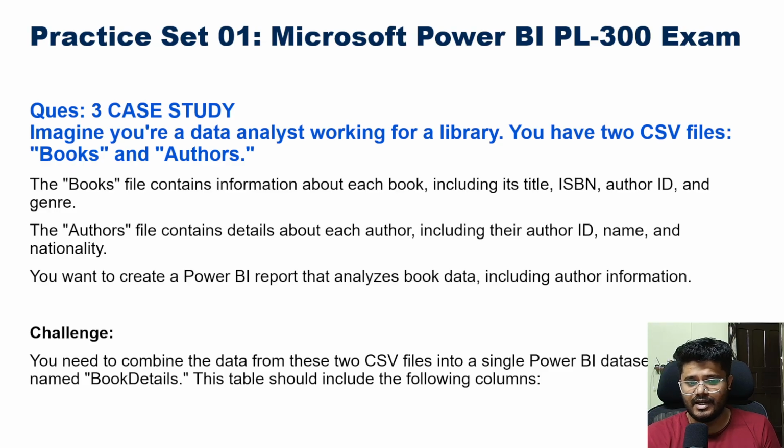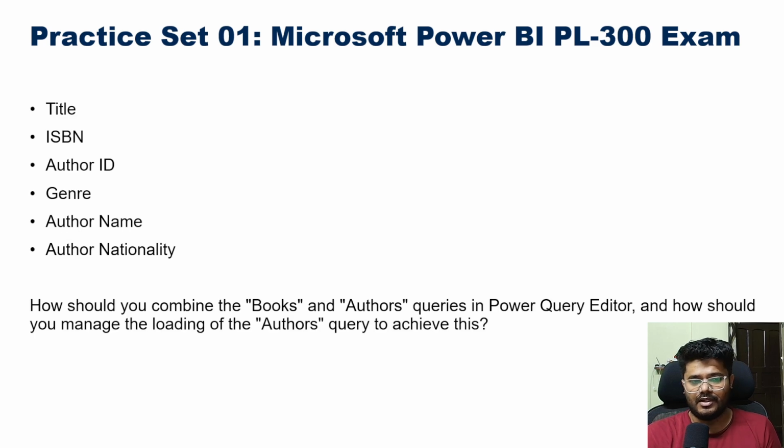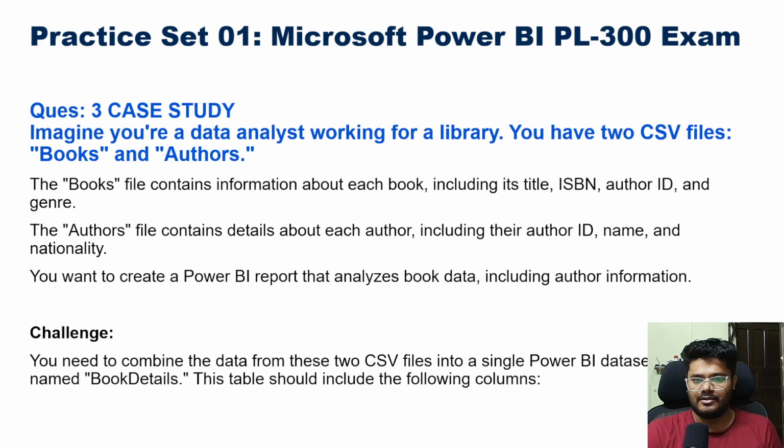The challenge is that you need to combine these two CSV files into a single Power BI dataset with a table named book details. And this table should include the following columns: title, ISBN, author ID, genre, author name, and author nationality. So, how should you combine books and author queries in Power Query Editor? And how should you manage the loading of authors query to achieve this? So yeah, this is the question.